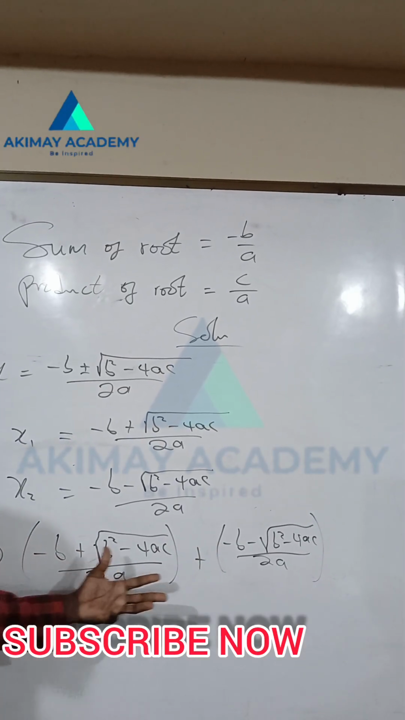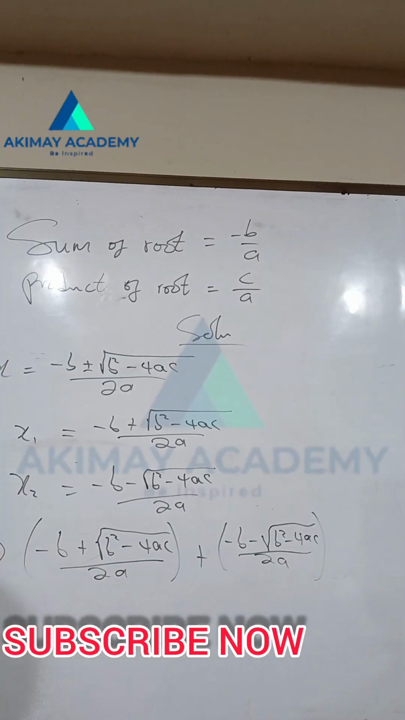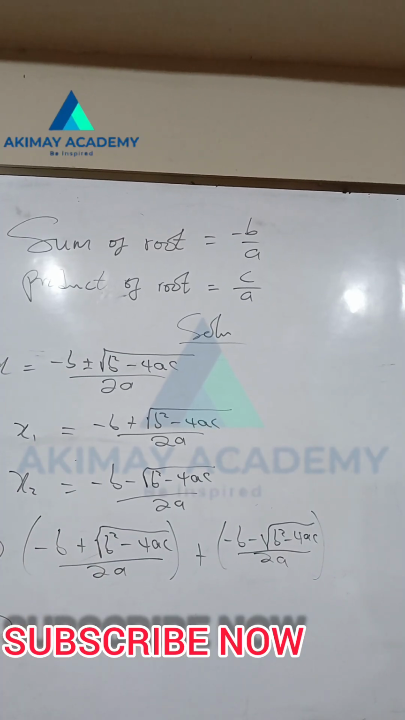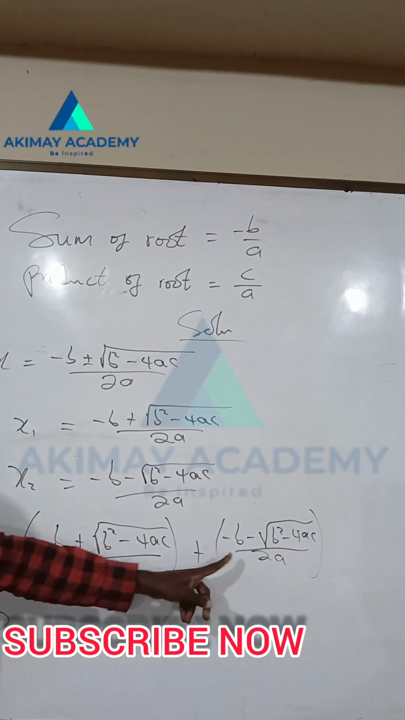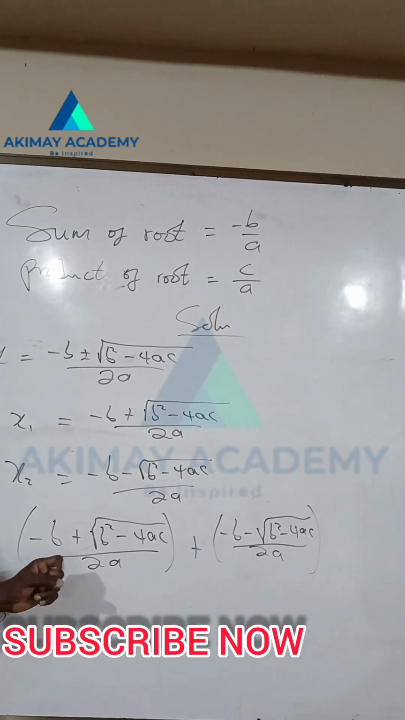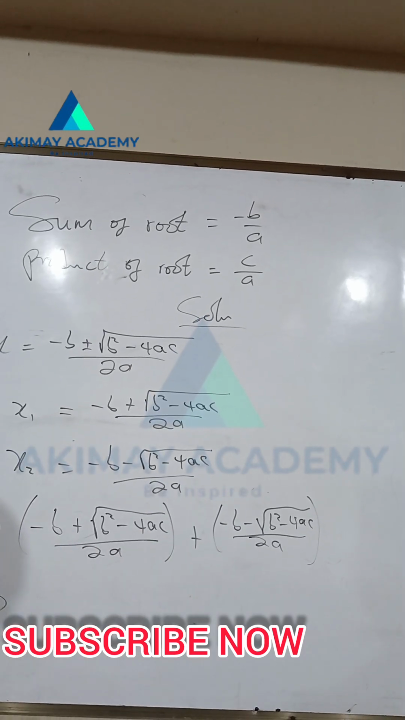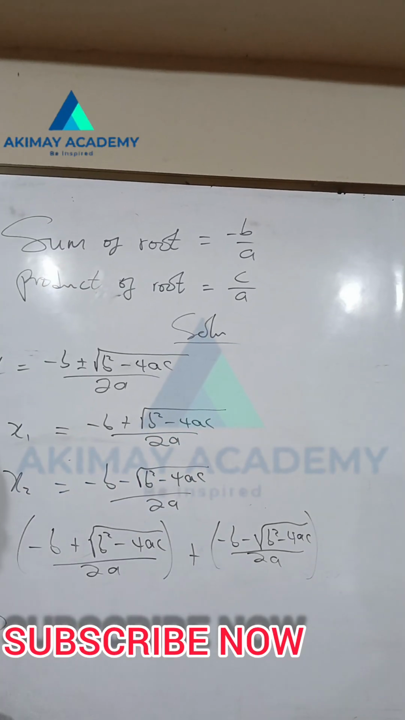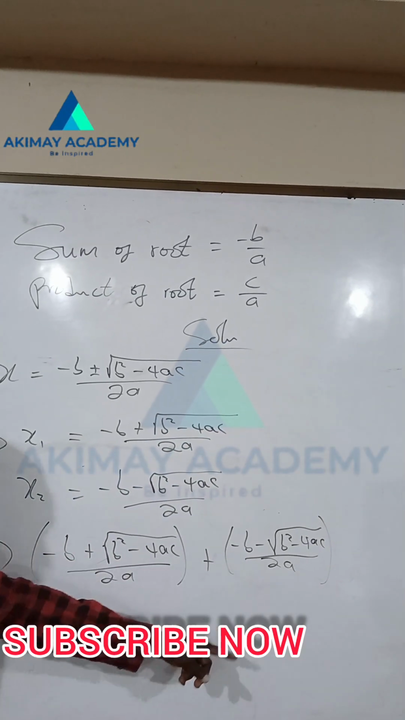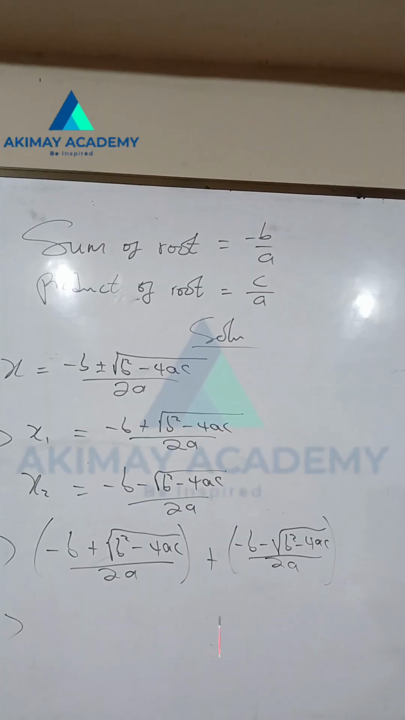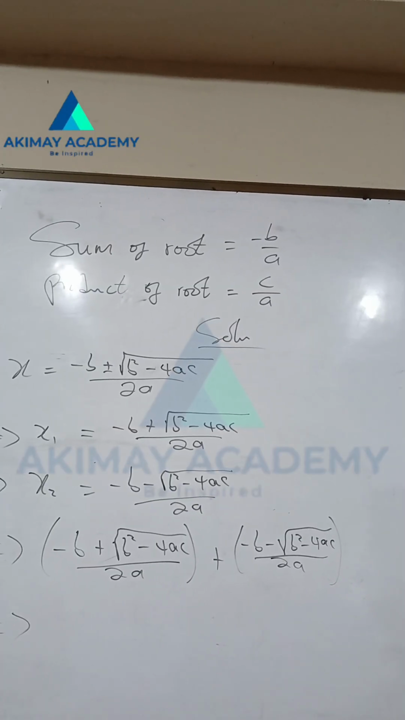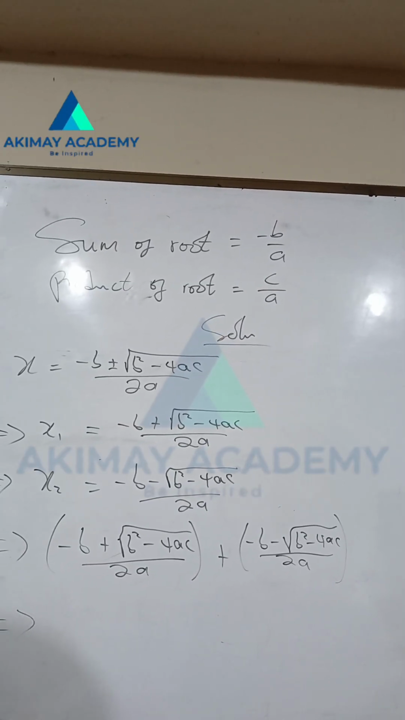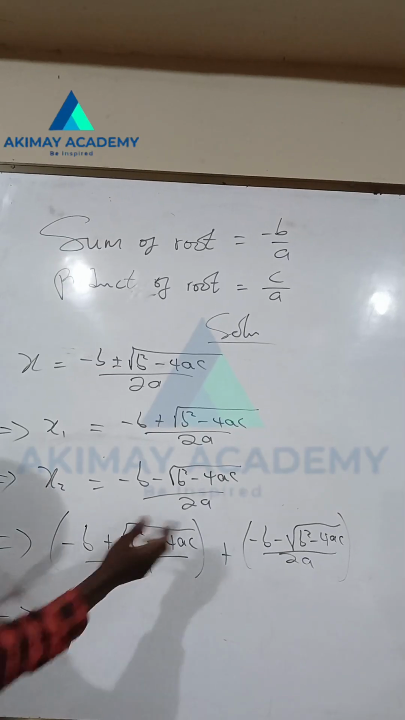Okay. So we are doing the addition of fractions. You can see that these two fractions are like fractions, because we have the same denominator. We have 2a here, 2a here. So in terms of like fractions, we add or subtract the numerators, then we take one of the denominators. So let's put them together.